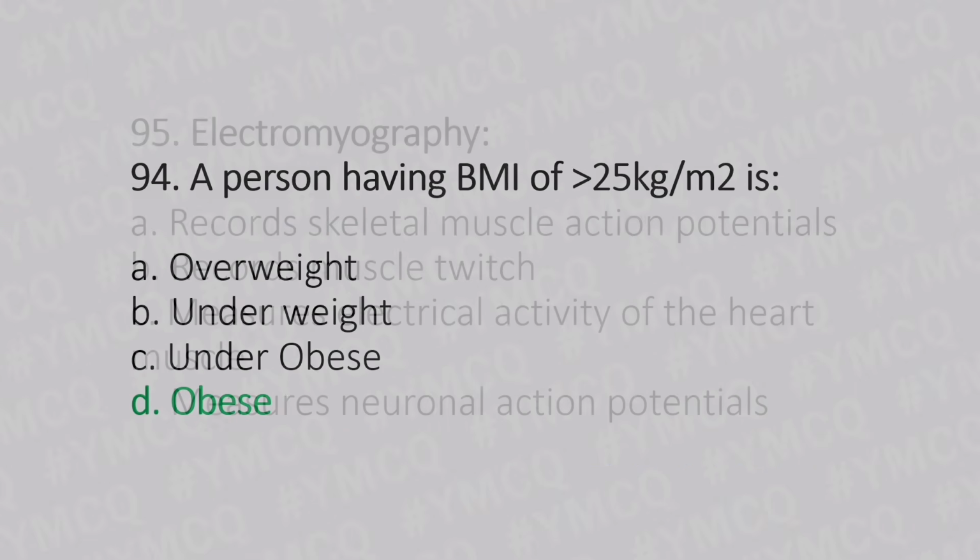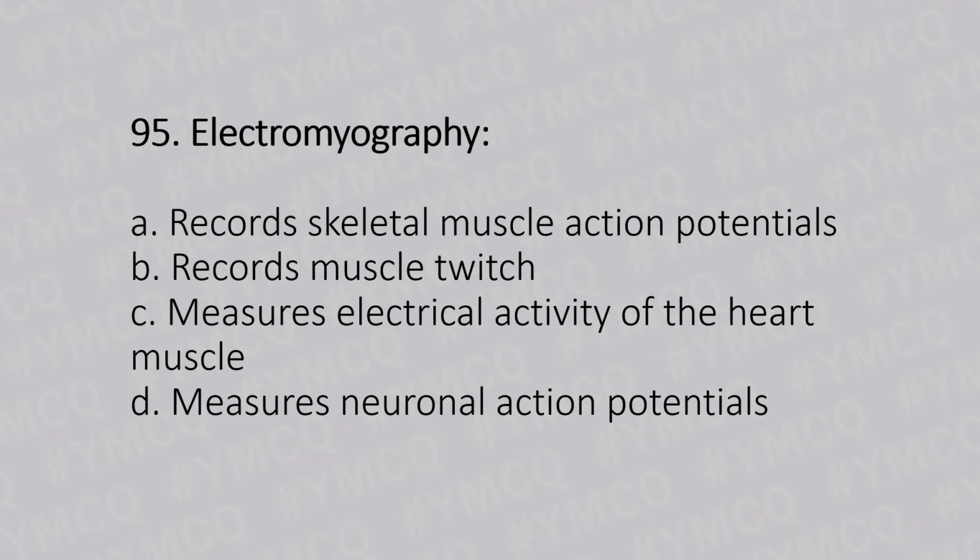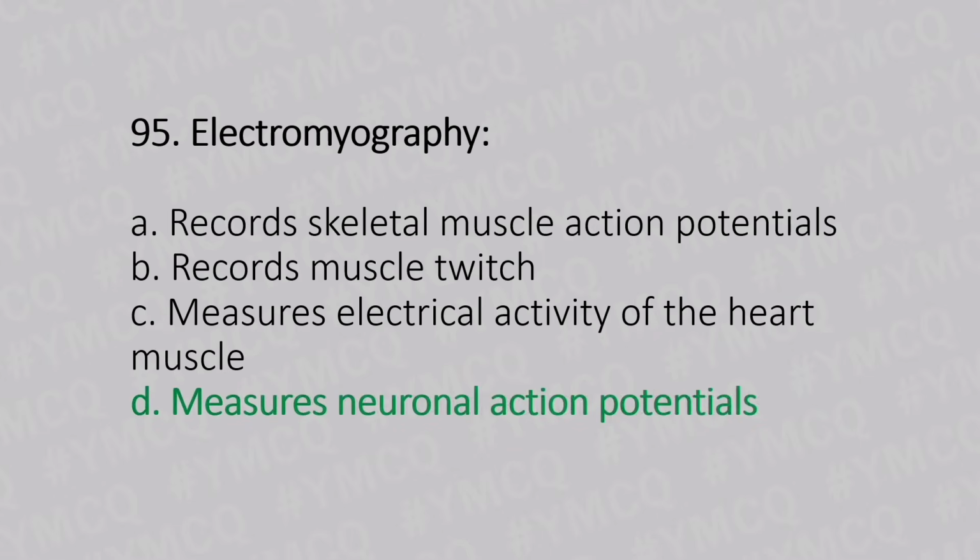Moving to our 95th question, electromyography. Option A, records skeletal muscle action potential, option B, records muscle twitch, option C, measures the electrical activity of the heart muscle, option D, measures the neuronal action potentials, and the answer is option D, measures the neuronal action potentials.